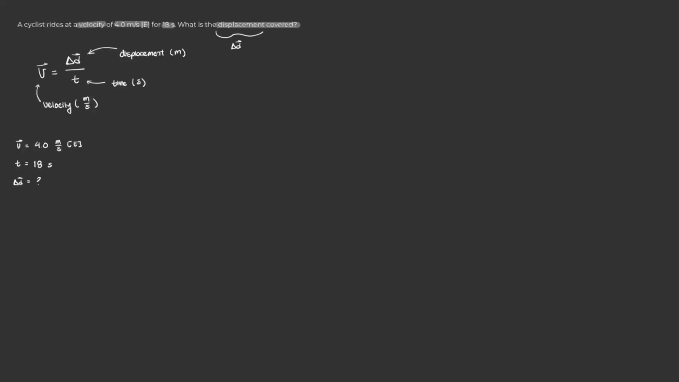So let's rearrange this equation so that we have delta d. We have v is equal to delta d over t. We can multiply t on both sides, cancels out, cancels out. We have t v is equal to delta d. Okay, so there we go. We've isolated delta d, and now let's use the equation. We sub in v and we sub in t.